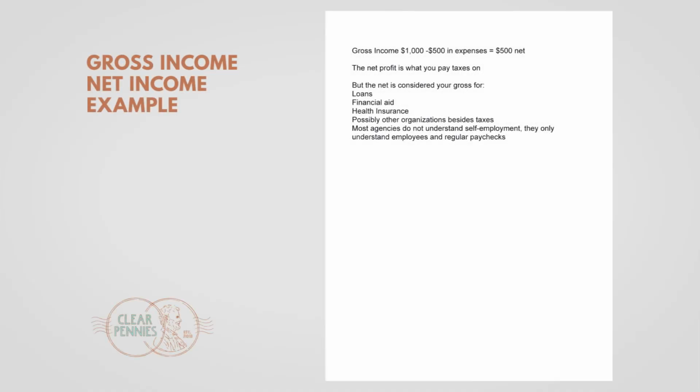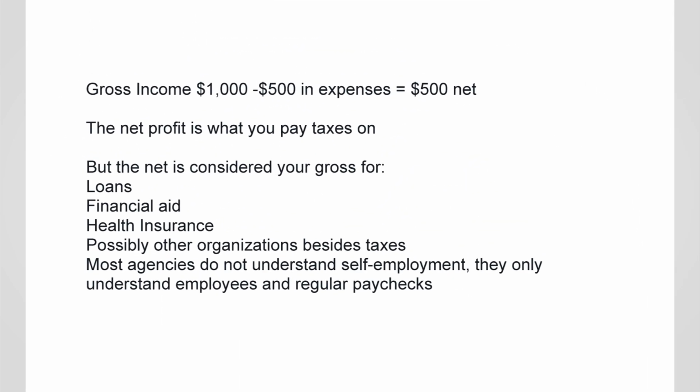Let's use an example for what is gross income and what is net income. So when you look at the slide here, gross income, $1,000, and then you have $500 in expenses, that comes down to a $500 net. The net profit is what you actually pay taxes on.